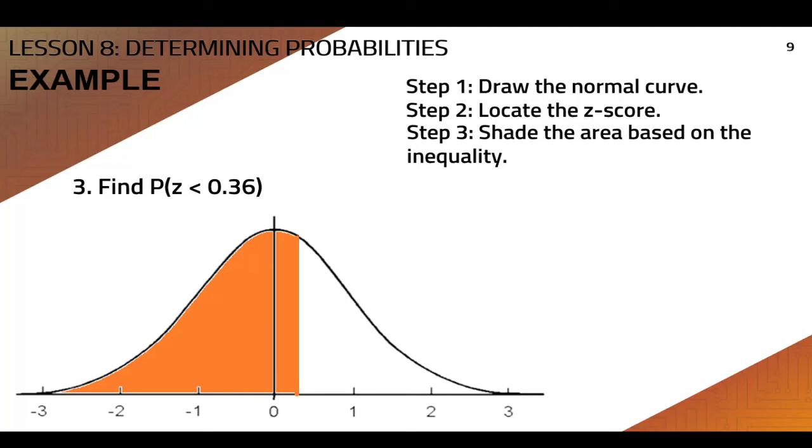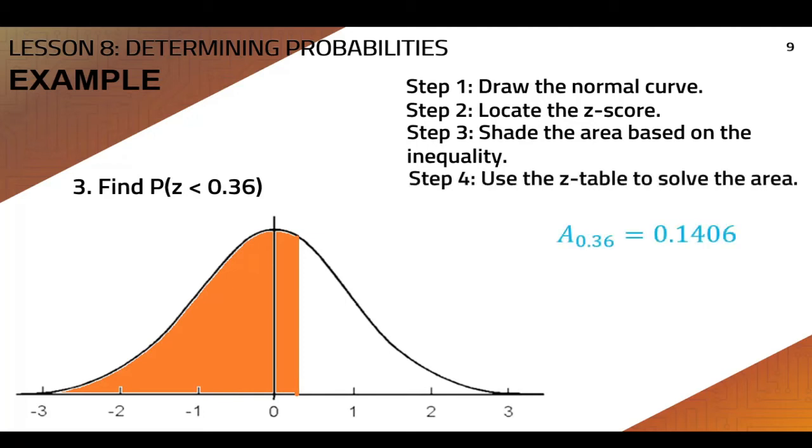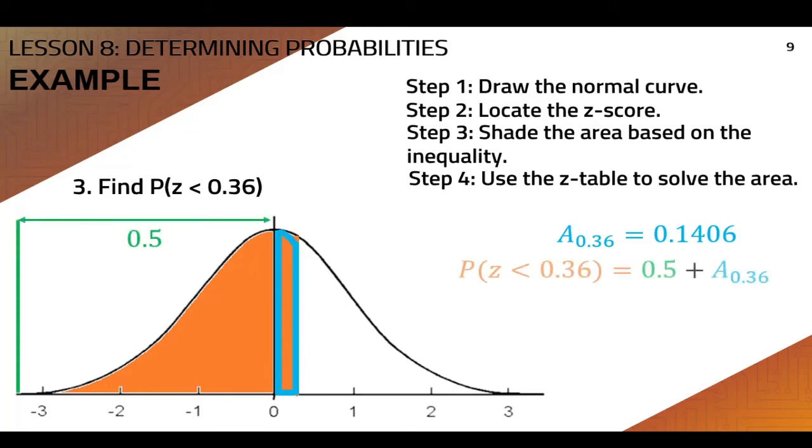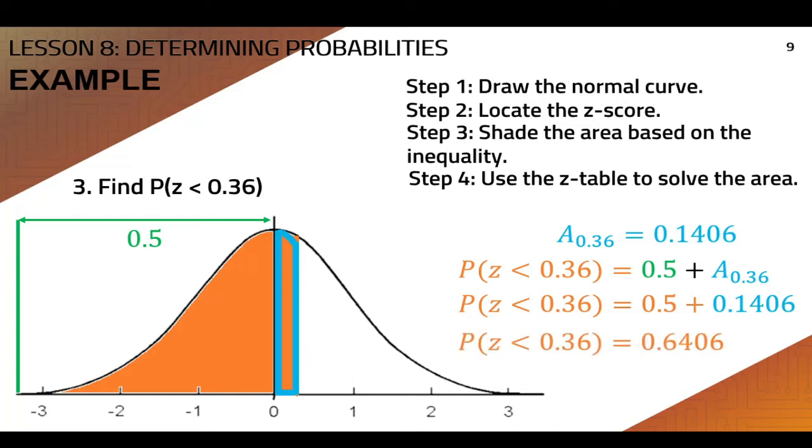Ayan, nag-overlap yung total area sa mean. Therefore, addition yung gagamitin natin, i-add natin. Anong a-add natin? Yung area ng 0.36. Nasaan ba yung area ng 0.36? Ayun. Then, what? Ano i-add natin? 0.5. Very good. Therefore, anong total probability natin? Ang total natin ay 0.6406. Kuha ba? Okay, good.